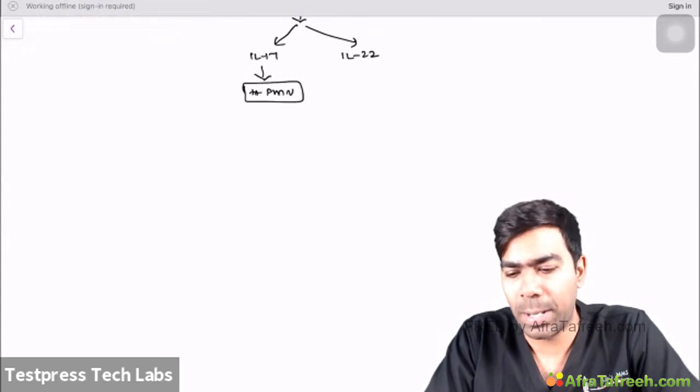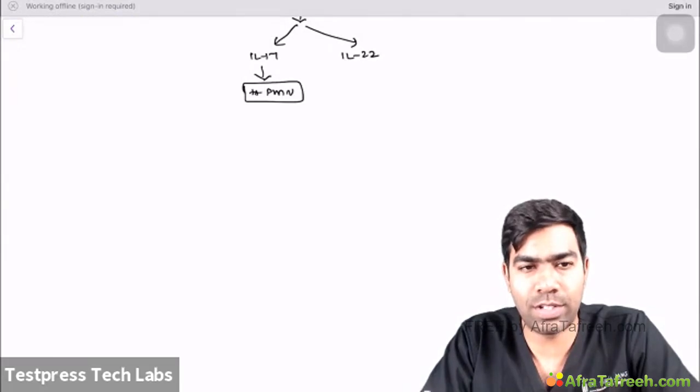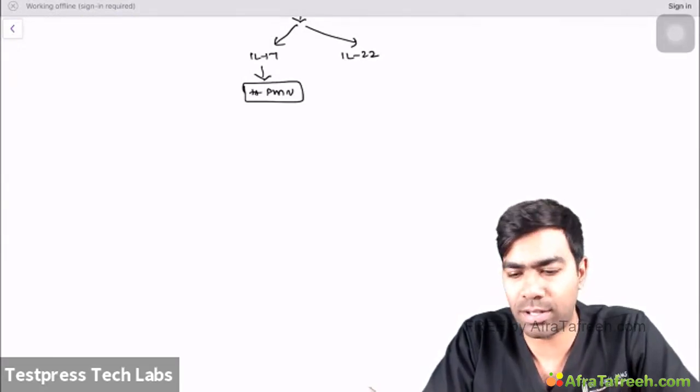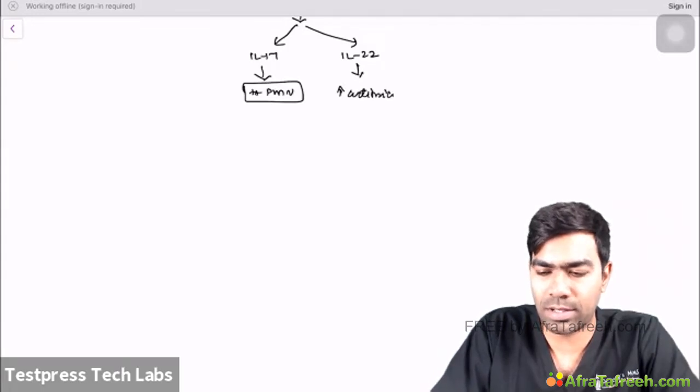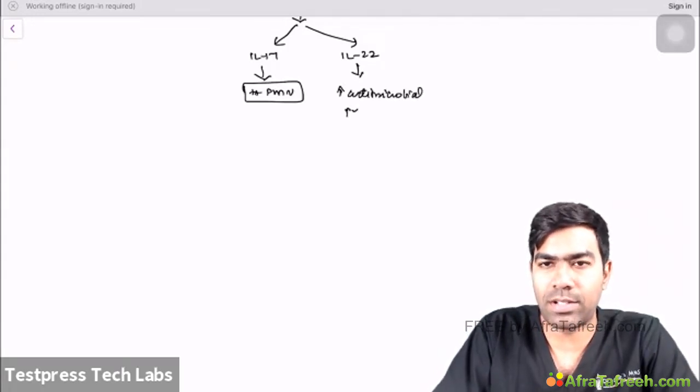And IL-17 is going to activate the neutrophils, and they're going to recruit neutrophils to that particular area. And IL-22 increases the production of antimicrobial peptides.